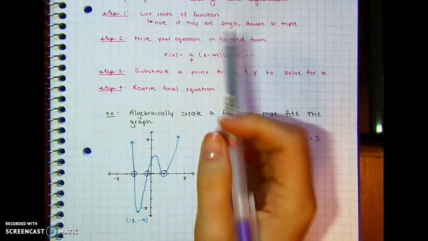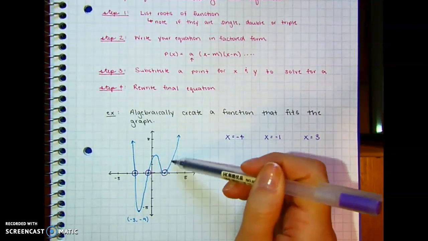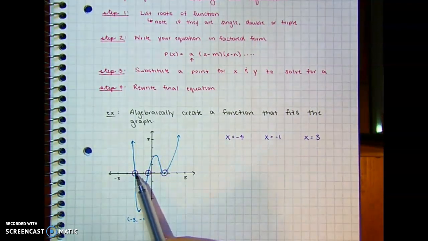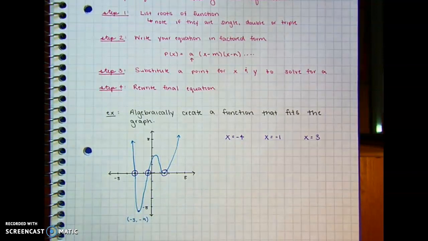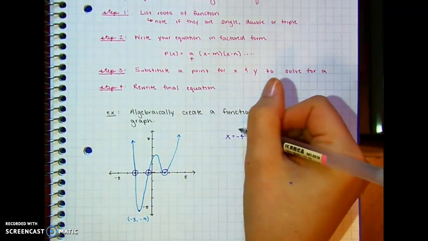And then we want to note if they are single, double, or triple. That's based on how they intersect the graph. Because this is going straight through, it's single. And now you could do this a couple ways. It depends on what you like. We could draw a little picture to remind us.